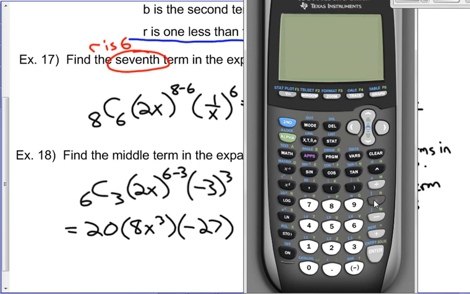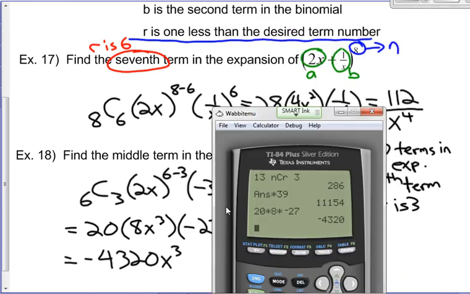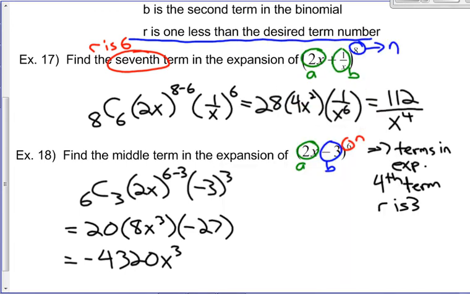And the most common question I'll get on this is, what do you do about the x's? Well, your calculator deals with the numbers. You folks deal with the x's. So now we know the coefficient is negative 4320. x cubed. There's nothing to solve. That's the term. And again, it's shorter to find a single term, if all you need is a single term, than to do the full expansion.